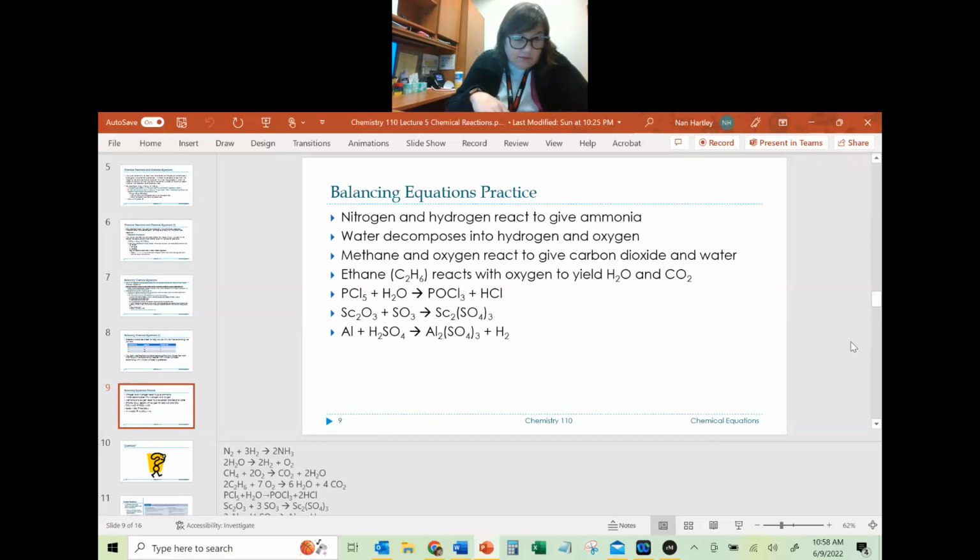Because that's what's written on my slide. Well, let's try this: S, C, S, and O. So I have 2 Sc over here, 2 on that side. I have 1 sulfur and 3 sulfurs. I have 6 oxygen at the moment, and 12 over here.